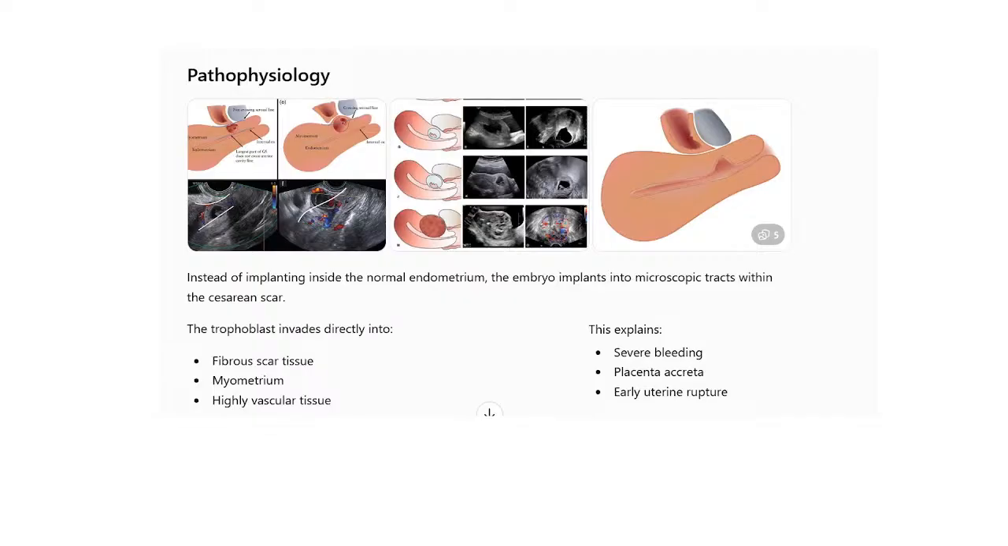So what is the pathophysiology of this type of ectopic pregnancy? Instead of implanting inside the normal endometrium, the embryo implants into the microscopic tracts within the cesarean scar. The trophoblast invades directly into the fibrous scar tissue in the myometrium, a highly vascular tissue. So this explains why severe bleeding, placenta accreta and early uterine rupture normally occur.